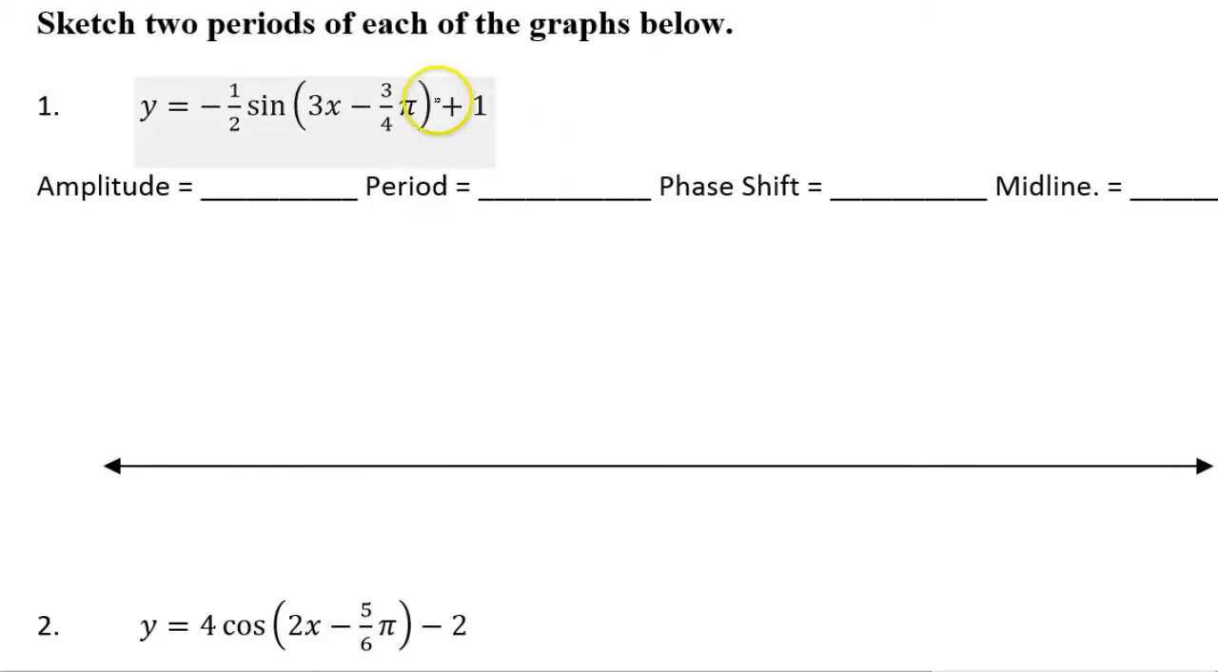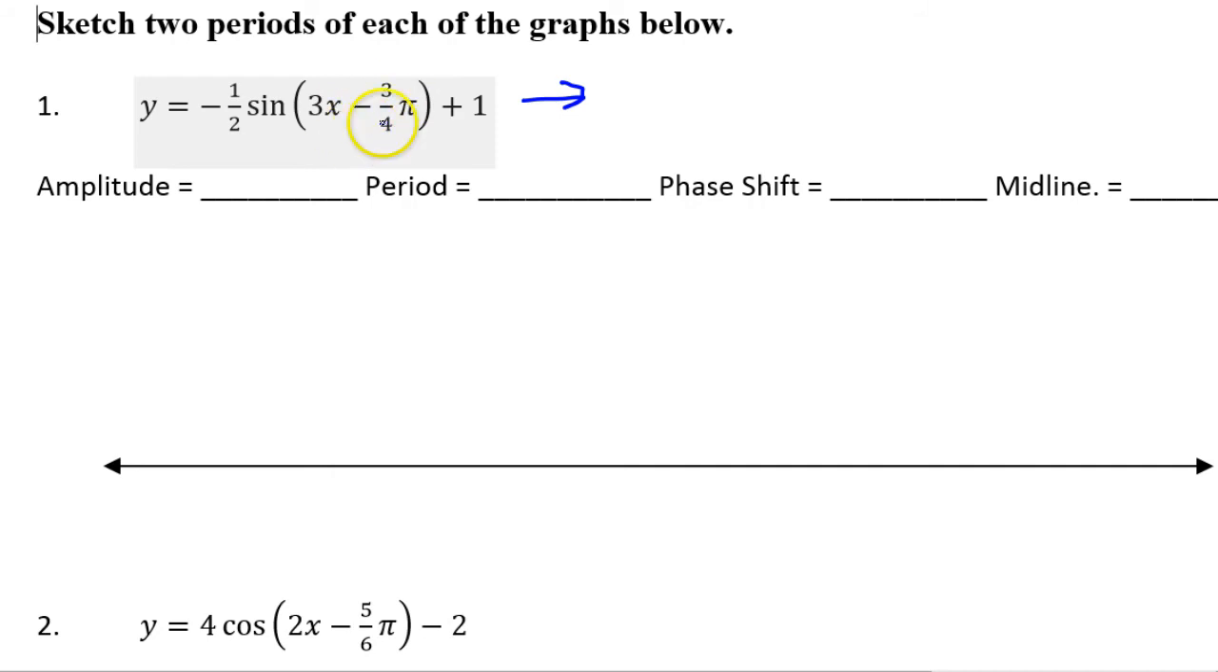In this video, I'm going to show you how to graph this sine function that has an amplitude change, a reflection over the x-axis, a change in the period, and a vertical translation. But also I'm going to show you an alternative way of finding the values on the x-axis when you have a phase shift happening.